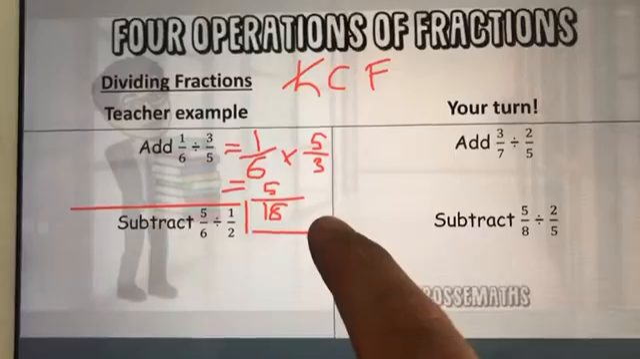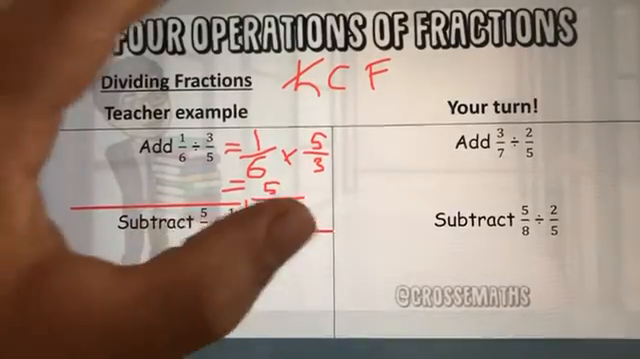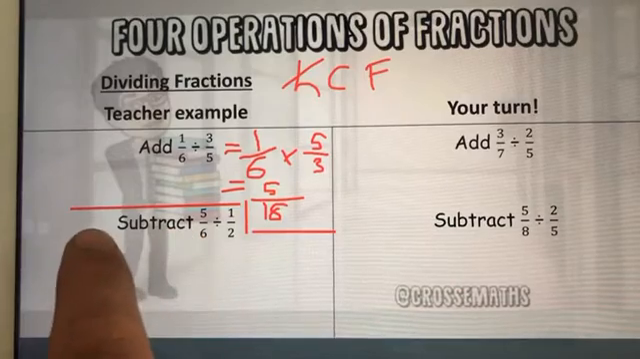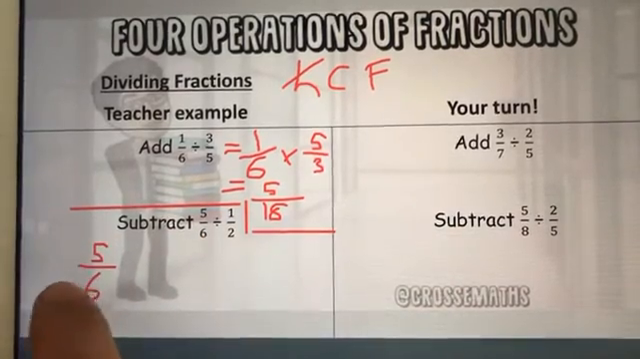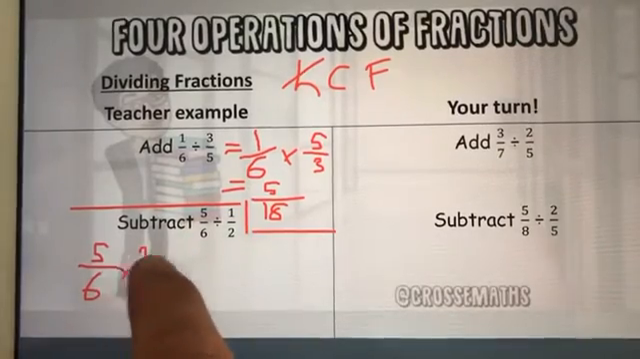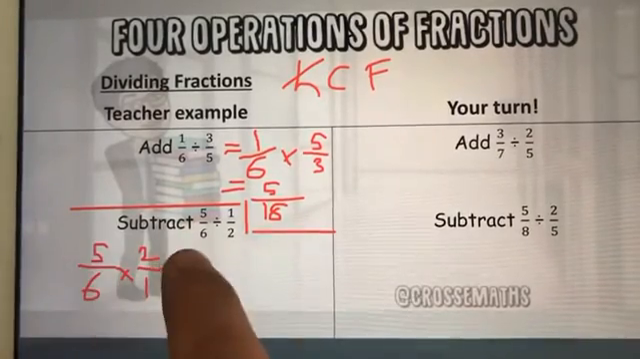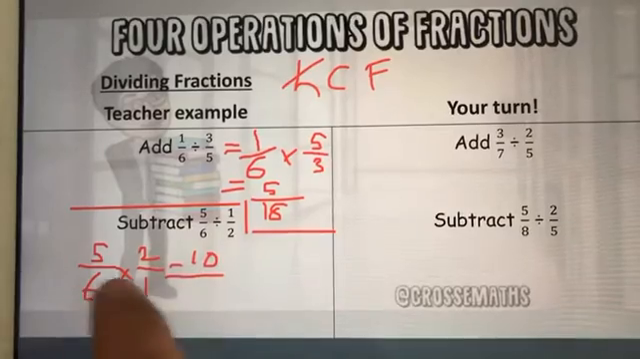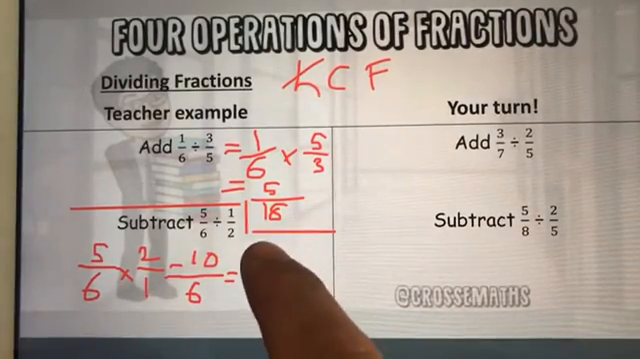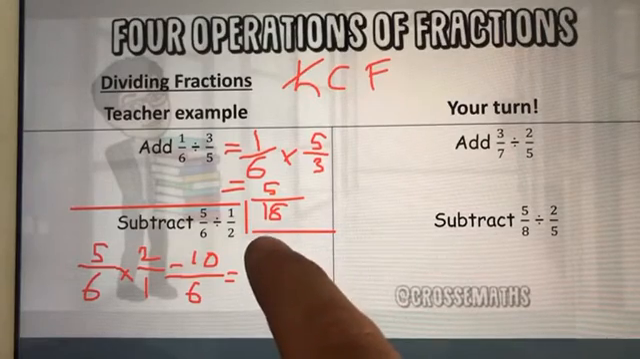Just going to draw some lines just so you know that's a different question, okay? Underneath now, same thing again, keep, change, flip. Okay, I'm going to keep the 5 over 6 as a 5 over 6. I'm going to change the middle bit to a times, and I'm going to flip that upside down to a 2 over 1. 2 times 5 is 10. 6 times 1 is 6. Simplify that right down. That simplifies down to 5 over 3.